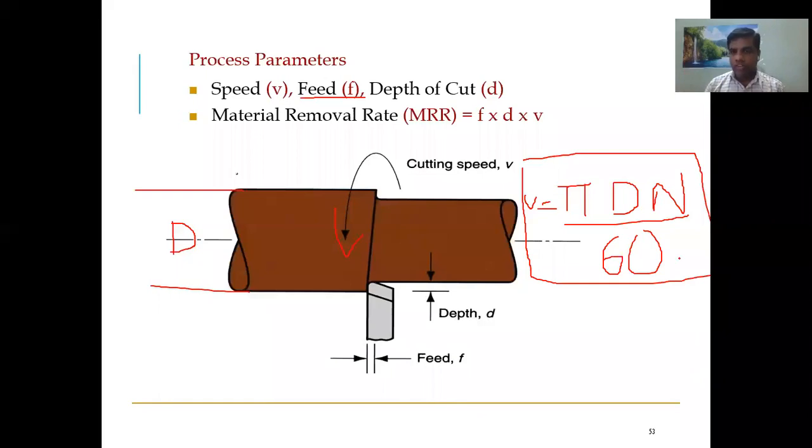Normally our intention is always to manufacture or cut any object in less time. That is the main intention of any process. If you want less time, the material removal rate has to be higher. So how to calculate MRR? It is a simple formula: material removal rate is nothing but feed times depth of cut times velocity. These three are all linear parameters.